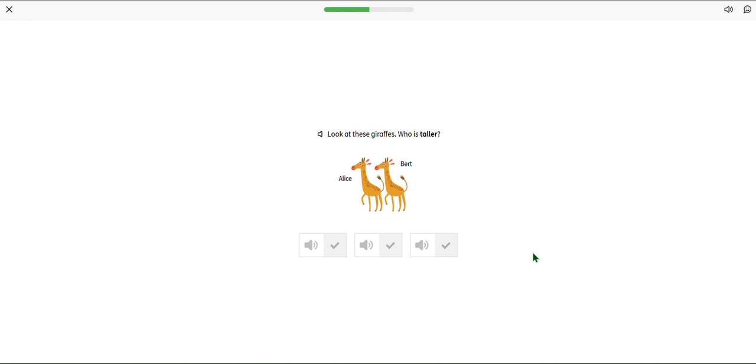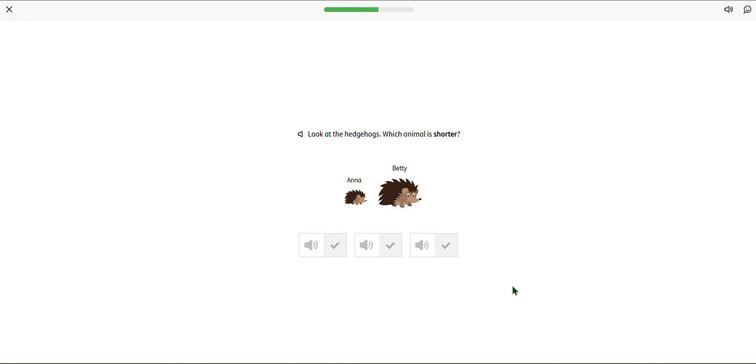Look at these giraffes. Who is taller? They look like they are the same size. Which answer choice is going to be saying they're the same size? Alice is taller than Bert. Bert is taller than Alice. Alice and Bert are the same height.